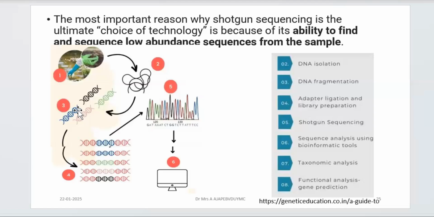You have got the fragments. The fragments are joined with the adapters. So ligation with the adapter is going to give you recognizable ends for each fragment, and then you are going to generate the library this way, and then you are going to do the shotgun sequencing. So once sequencing is done, sequence analysis is a big thing, right? Why, I'll come to the point.